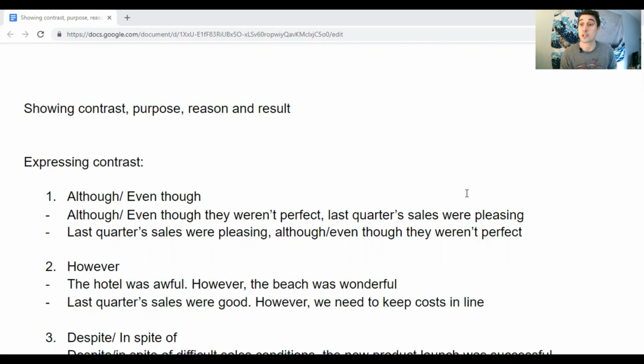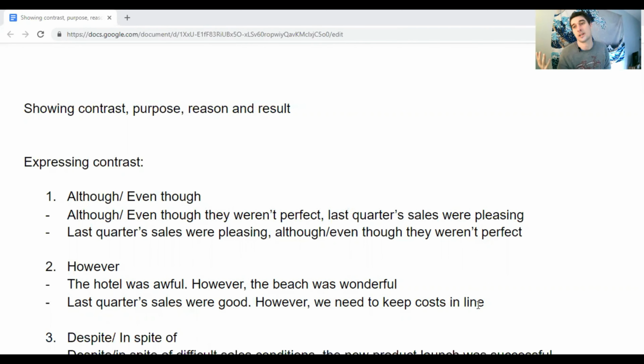Our second way of expressing contrast is however. We normally use however to connect two different sentences. We normally use however at the beginning of the second sentence. Our first example, the hotel was awful. However, comma, the beach was wonderful. Always a comma after it. Second example, last quarter's sales were good. However, we need to keep costs in line.